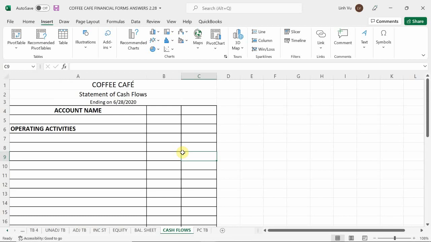Instead of saying, oh, I never learned it. That's what I'm going to be teaching you, but I'm not going to test you on being able to produce a statement of cash flows, because again, it is very difficult to understand.